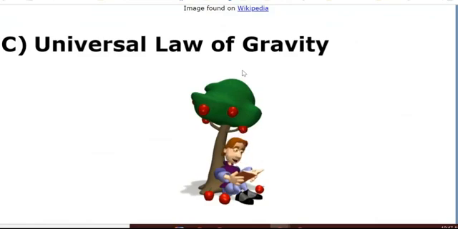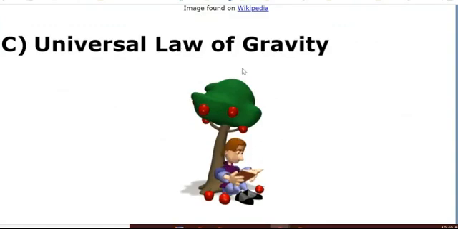Gravity, who taught us almost everything about gravity? Who was that person? When you think of gravity, you think of Isaac Newton. Of course, he didn't teach us everything about gravity, but for a long time, everything we knew about gravity came from Isaac Newton. It is the universal law of gravity. Put that on the top. The universal law of gravity.